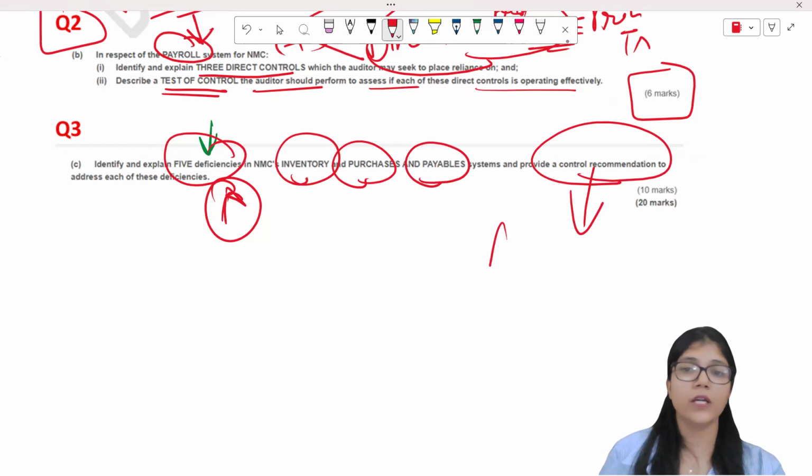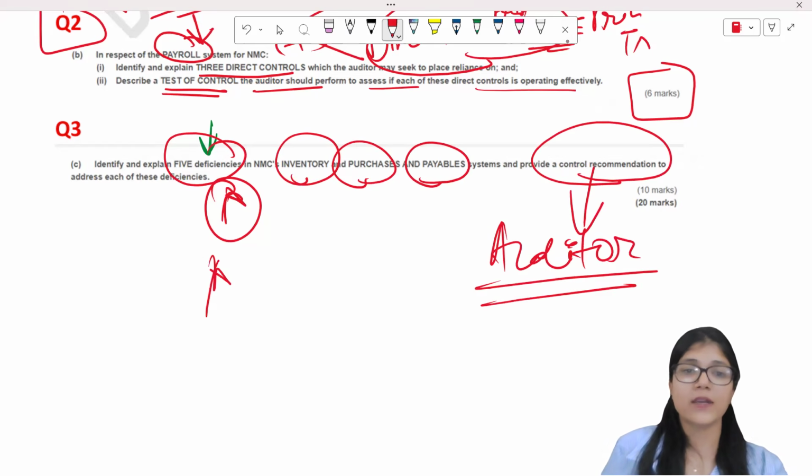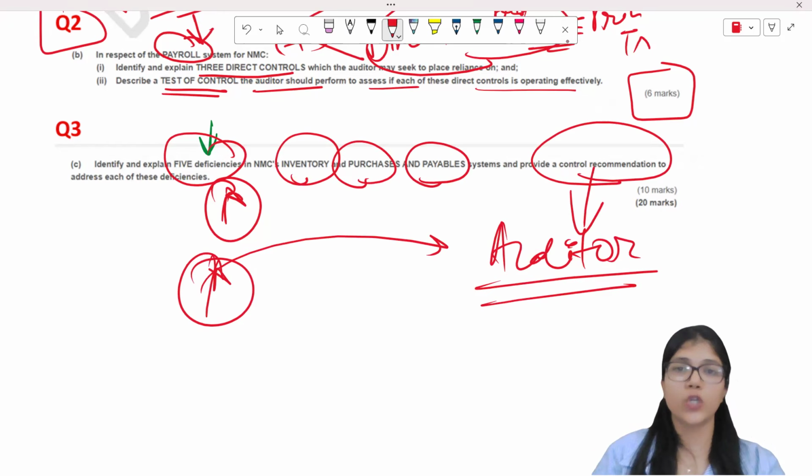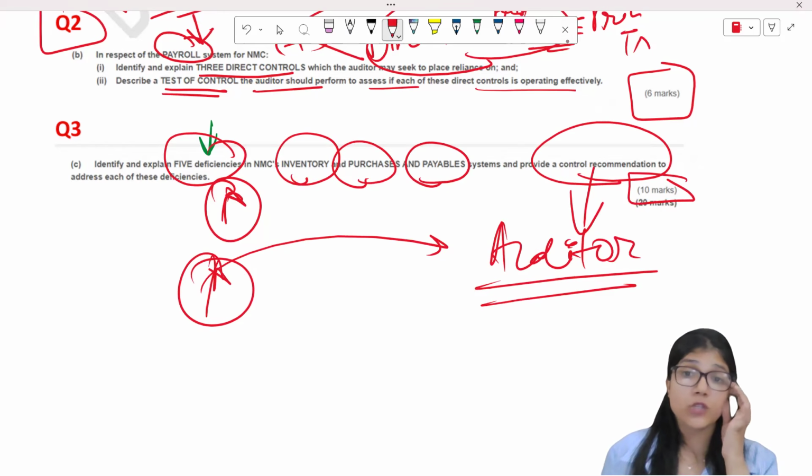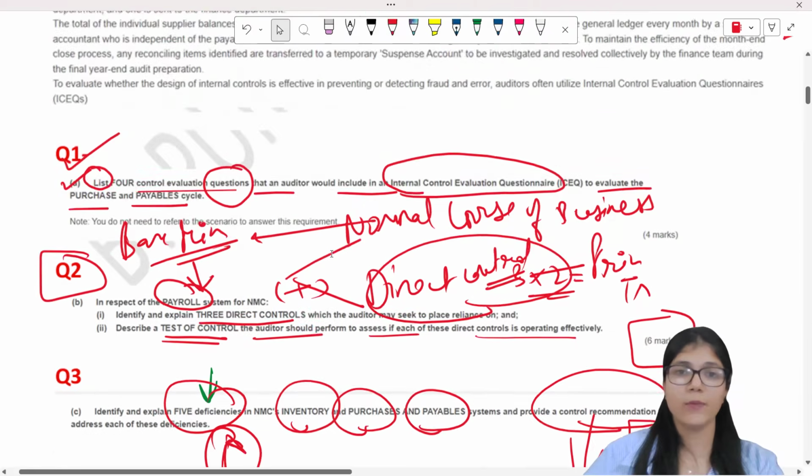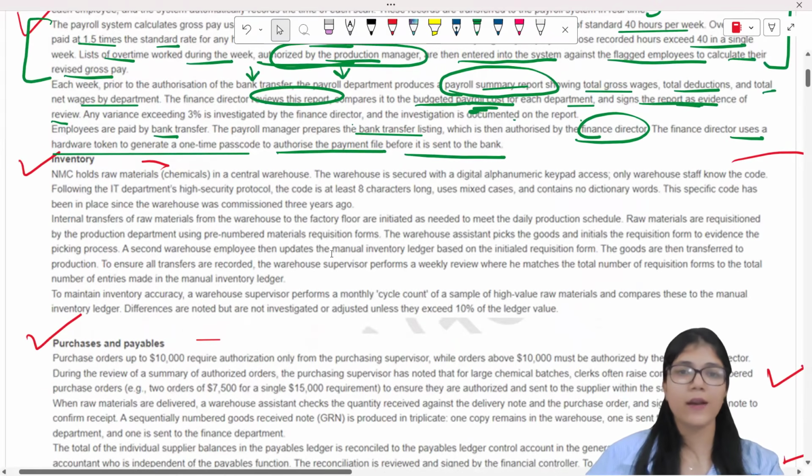Now control recommendation will always be from auditor's perspective, that okay, if this is a red flag, what could be my recommendation to you? If you're not following this, what would be my recommendation to you now? Okay, so this is a 10 marker question, so 5 into 2, again the same structure for the same question. All right, let's move paragraph by paragraph now. Let's start with inventory and go line by line.